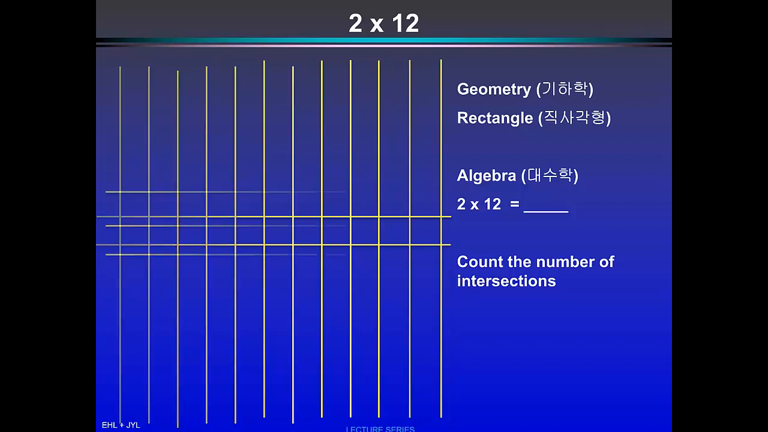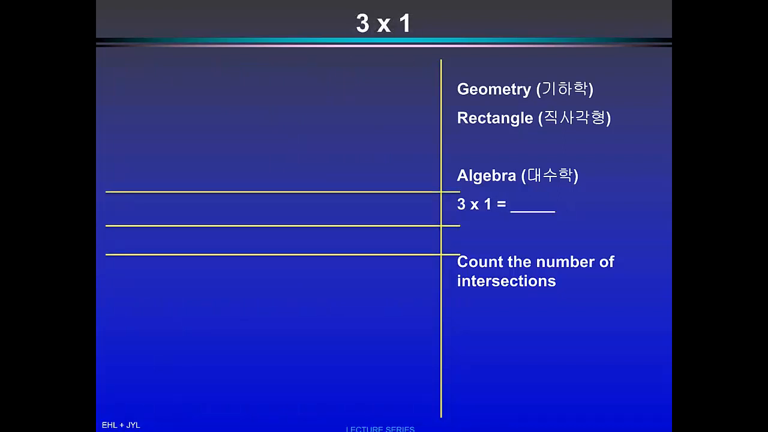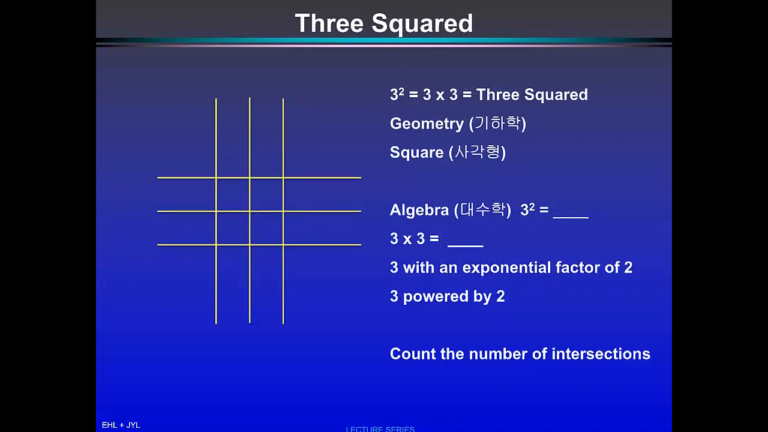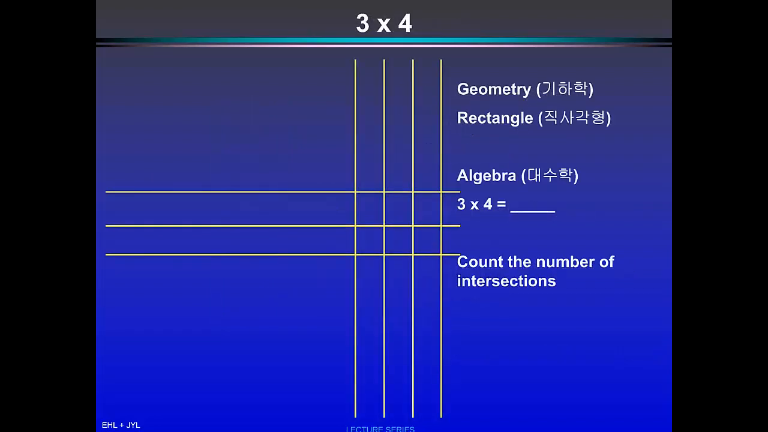And what is 3 times 1? 3 times 1 is 3. 3 times 2 is 6. Again, you have the geometry of a rectangle. And here we have another geometry of 3 squared, or 3 times 3. 3 times 4 is 12. 3 times 5 is 15. 3 times 6 is 18.